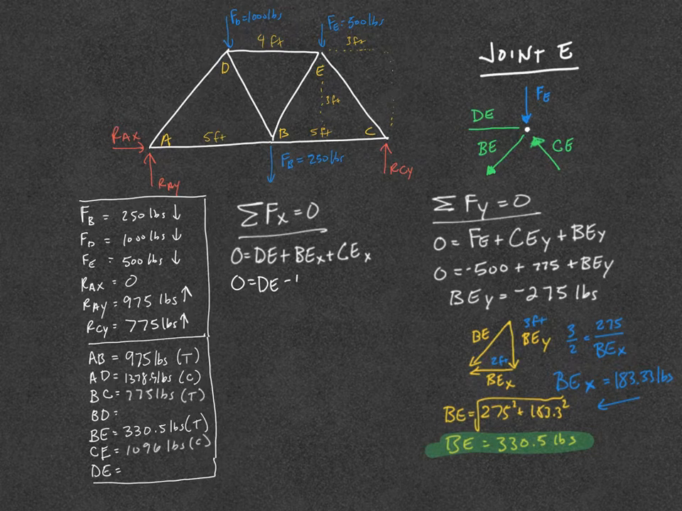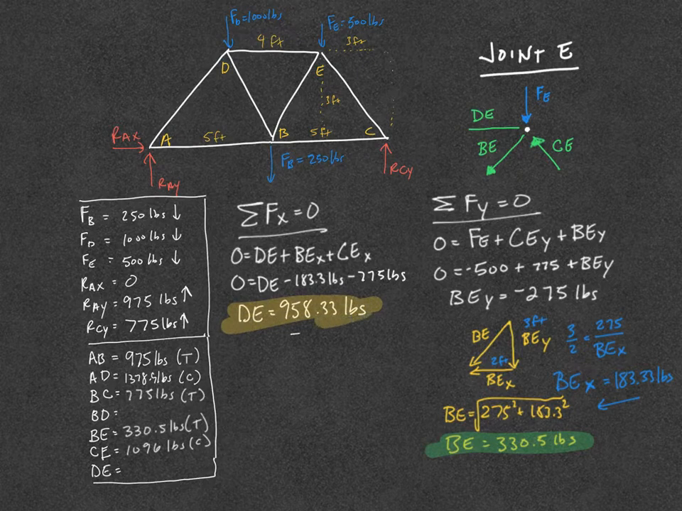I can then plug in CEX into both BEX and CEX into this equation here and solve for D, and I end up with DE being 958 pounds. Since it's 958 pounds and it's positive, it's going to be going to the right, which is going towards the joint. So when I plug it into my table here, I will note that that is in compression.